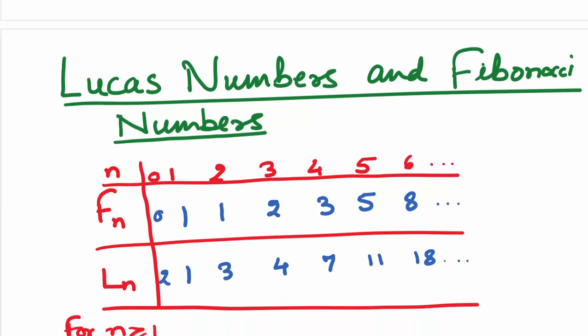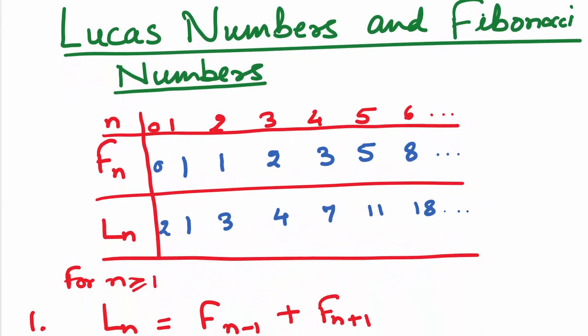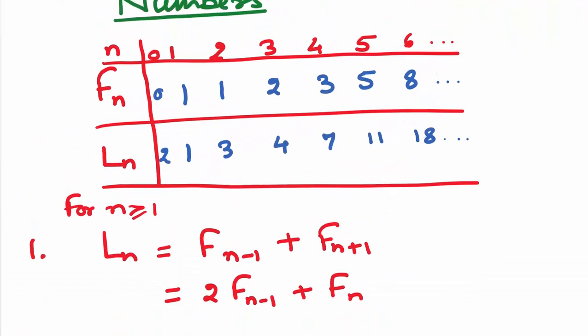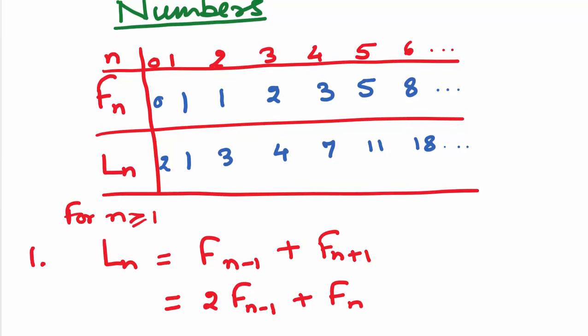Now let's see how Lucas numbers and Fibonacci numbers are connected. So again I have taken the table. Here the only thing is that I have taken n value as 0 also, and Fn will be 0 for n equal to 0 and Ln will be 2. Rest of the table is the same. Look at the first relation between the two. Ln is nothing but F of n minus 1 plus F of n plus 1. You know what it means? It means that if we add alternate Fibonacci numbers, that will give me the Ln.